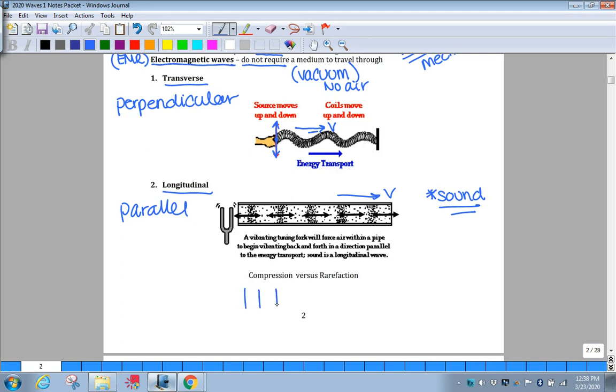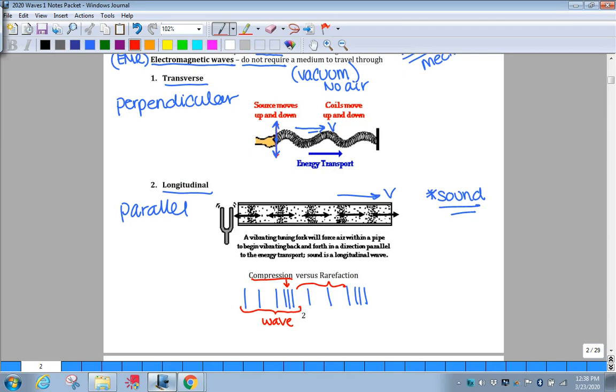sometimes they show sound waves as lines instead of those dots, but let's say we have our rarefaction like this, and our compression would be 3 lines together, then we would have 3 lines spread out, and then we'd have 3 lines together. So one complete wave for a longitudinal wave would be a compression plus a rarefaction. Okay, so that is one wave on a longitudinal wave. Okay, so compression is where they're close together. Rarefaction is where they're spread out.